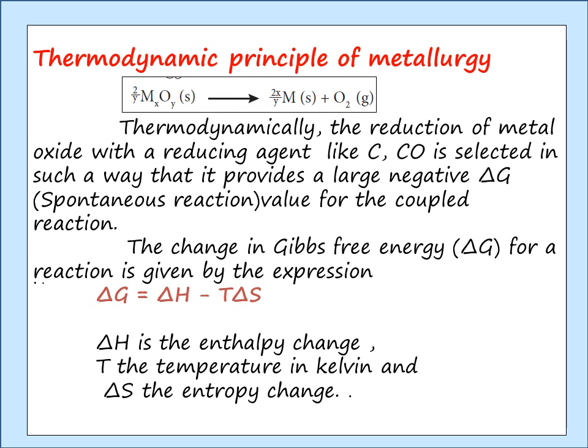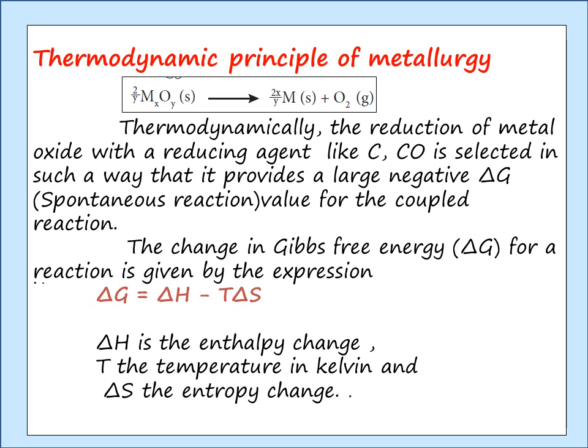Thermodynamic principles of metallurgy. In thermodynamics, we know that the change in Gibbs free energy delta G is given by the expression delta G is equal to delta H minus T delta S. And this delta H is nothing but enthalpy change and T is the temperature, delta S is the entropy change. All this we know. And also we know that for a spontaneous reaction, this Gibbs free energy change should be negative. And if you want to convert the metal oxide to metal, we are supposed to employ one reducing agent.